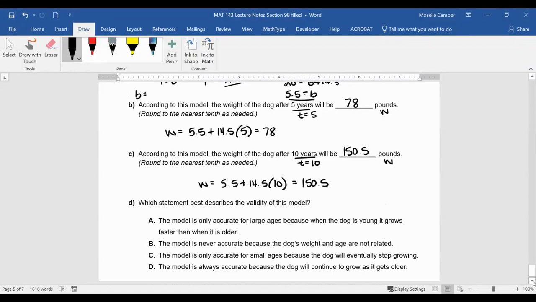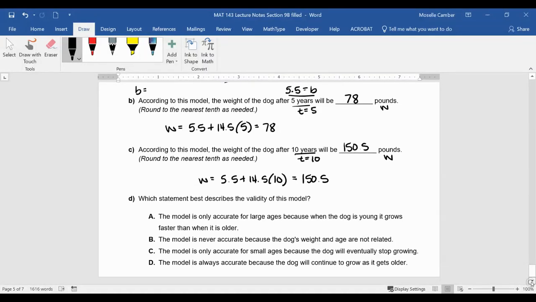Now, what statement best describes the validity of this model? So can we actually use a linear model to describe the situation? So choice A, the model is only accurate for large ages because when the dog is young, it grows faster than when it's older. B, the model is never accurate because the dog's weight and age are not related. C, the model is only accurate for small ages because the dog will eventually stop growing. Or D, the model is always accurate because the dog will continue to grow as it gets older.